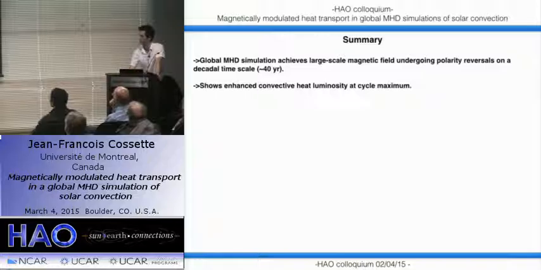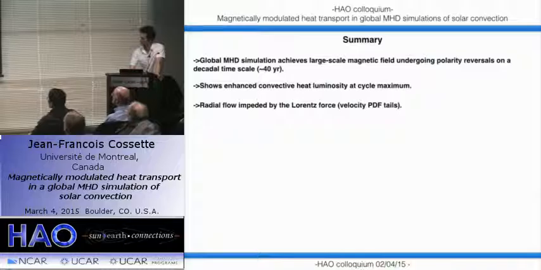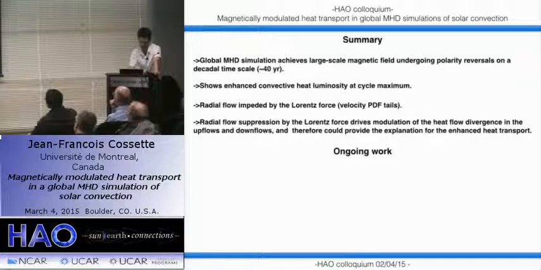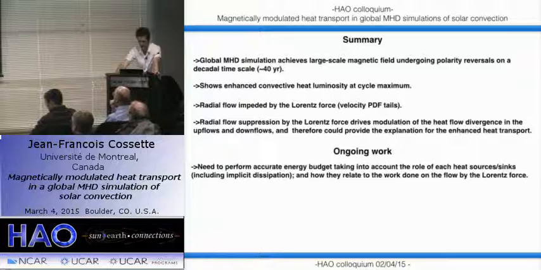And so to summarize, we have this global MHD simulation achieving solar-like magnetic cycles showing enhanced convective heat luminosity at maximum, and some radial flow suppression by the Lorentz force. What I think this recent work shows is that although you have this suppression by the Lorentz force, having a radial dependence of that modulation, of that radial flow suppression, could drive horizontal heat flow in those structures, and therefore provide the explanation we're looking for to explain the enhanced heat transport.